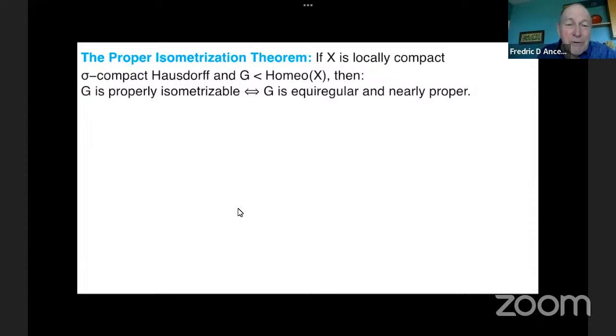Okay, so anyway, given those lemmas, you can prove this proper isometrization theorem, which says that if you're in a locally compact, sigma compact space and you have a group of homeomorphisms, then in that situation, being properly isometrizable is equivalent to being equiregular and nearly proper.